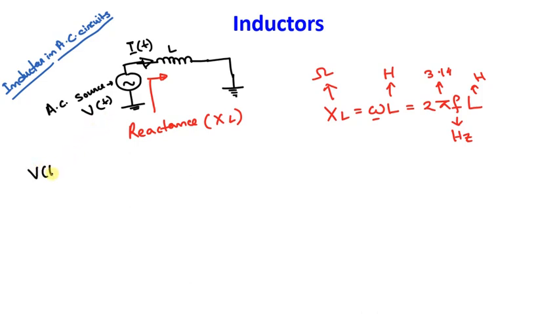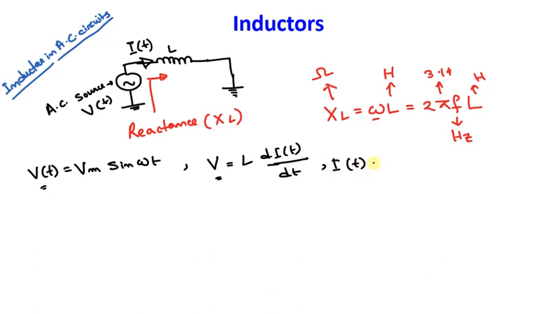Let us say this AC source V of t can be expressed as Vm sine of omega t, a sinusoidal signal, right, which has created this current I of t flowing through this inductor. Then how can you find this current I of t? We know the relation between V and I across an inductor, which is V equal to L into di of t by dt. So from here we can find the expression of di of t, which will come like 1 by L integration of V dt, right?